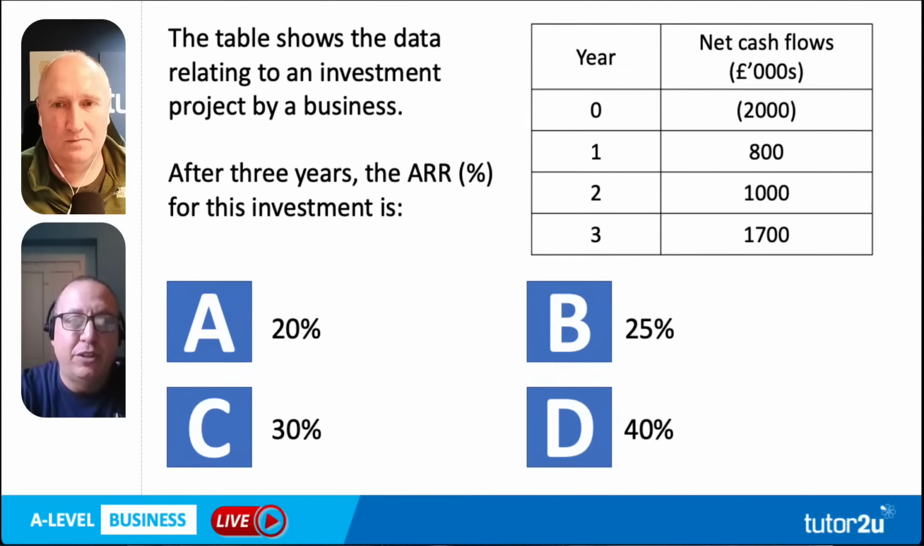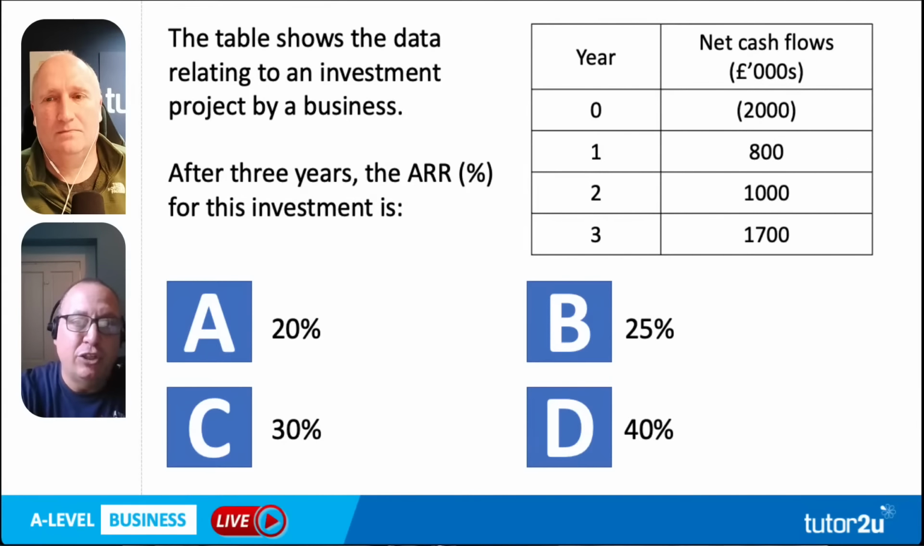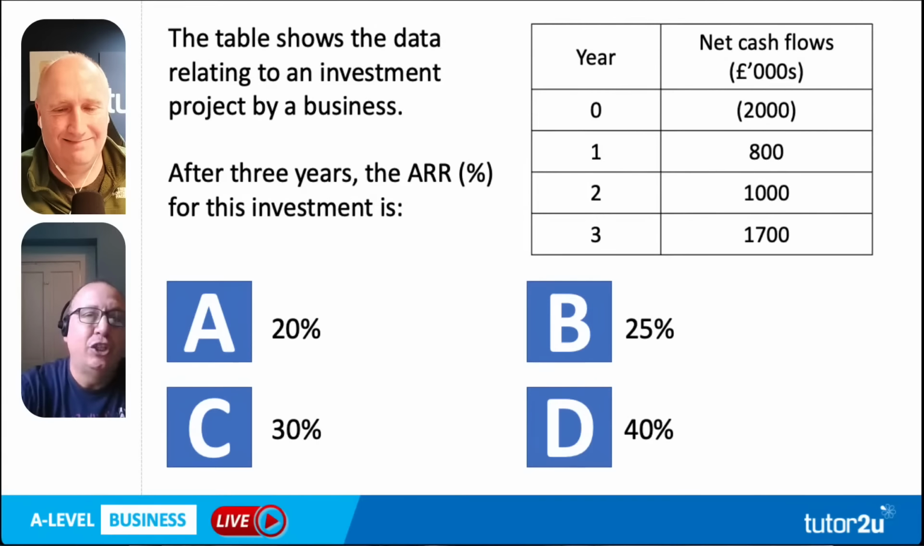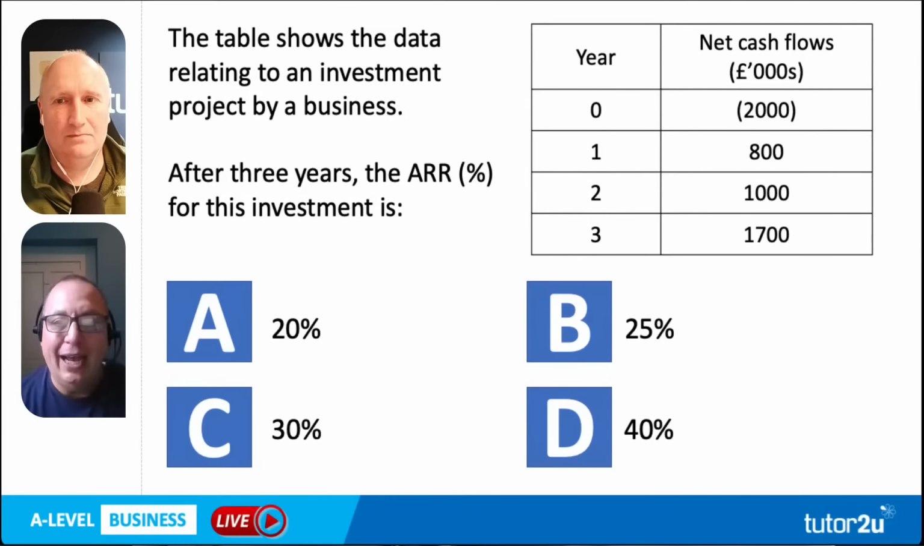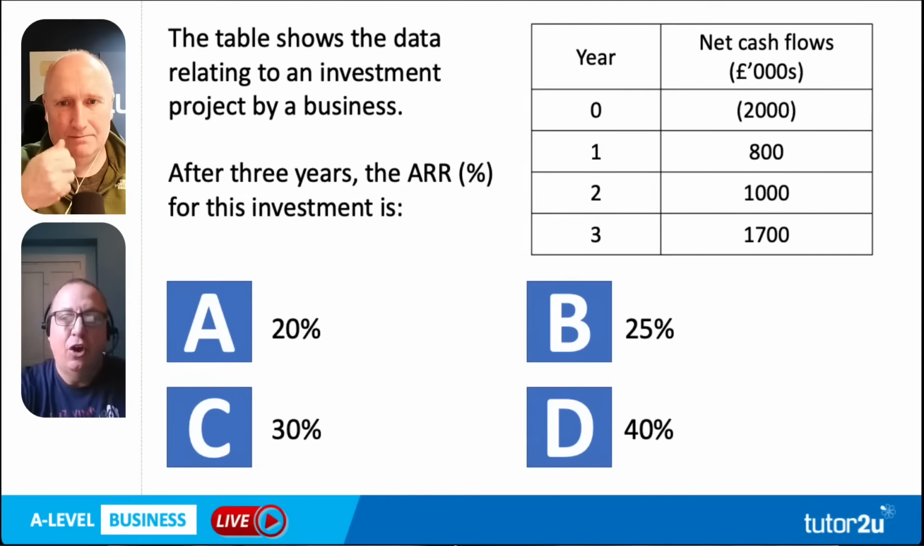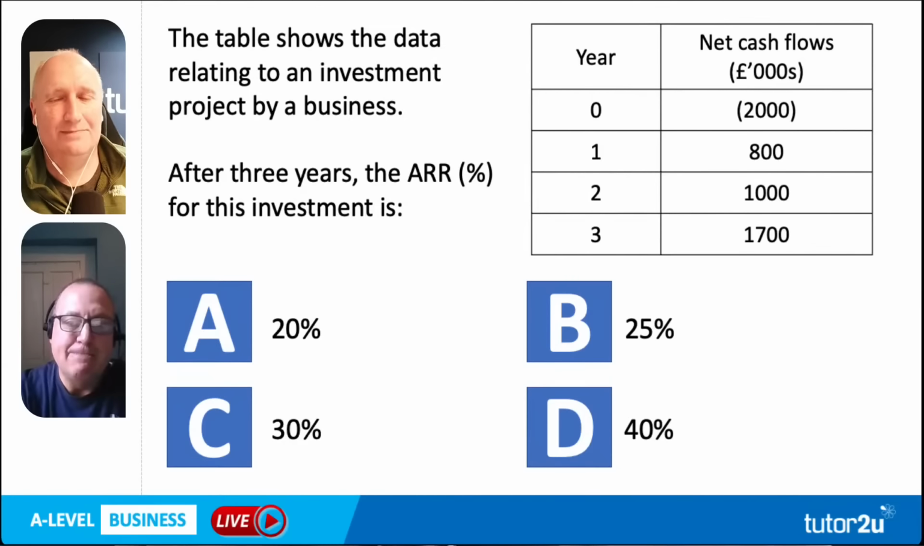So we've got the net cash flows of an investment, which you can see on screen. That's illustrated by the negative amount in year zero. Can you work out the average rate of return for this investment? We've got the net cash flows, we've got the cost of the investment. You have everything you need to be able to work out the average rate of return.